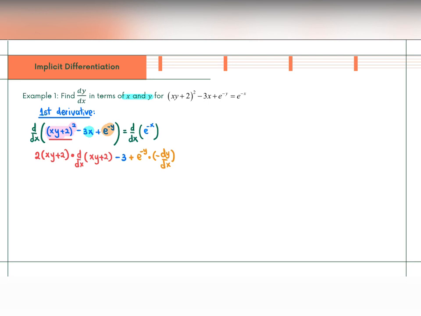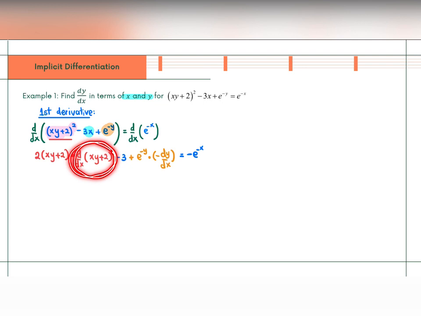Okay. And then our right hand side will be differentiate e of negative x. So, remember, salin darabkan dengan differentiate power. Differentiate power dia dapat negative 1. So, negative of exponent of negative x. Okay, seterusnya. Ini kita tak habis differentiate lagi. Saya perlu differentiate lagi this one.